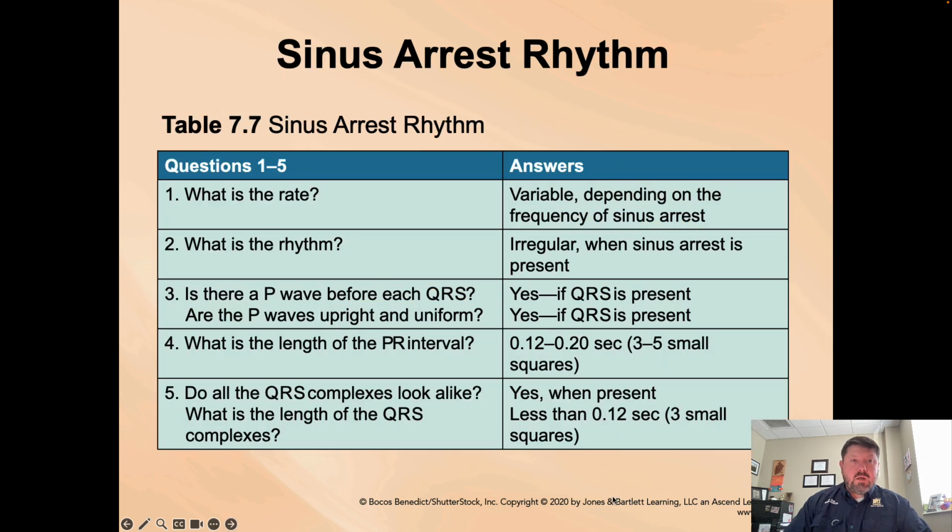So my rules. The rate's going to be variable depending on the frequency of the sinus arrest or pause. It's going to be irregular because you're going to have a disruption between the R to R intervals. The P wave should be before each QRS if it's present, and the P wave should be upright and uniform if the QRS is present. The length of the PR interval should be 0.12 to 0.20, and then the QRS complexes should all look alike and should be less than 0.12.